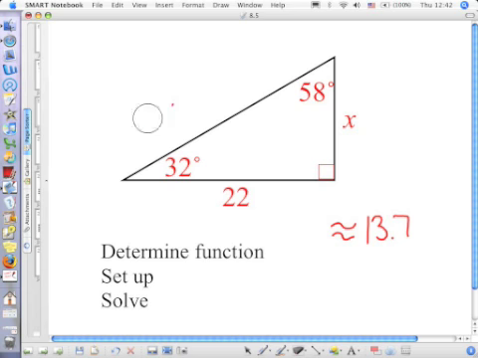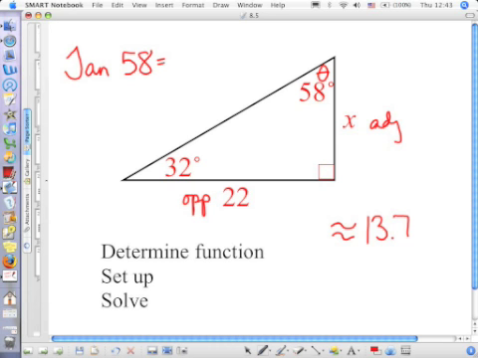What if this was a question on the test, and Meredith chose 32 as her theta, and Hannah chose 58 as her theta? Would it make a difference? No. Let's see why. Because now 22 is opposite and x is adjacent. So the tangent of 58 is equal to the opposite over the adjacent. And what do we do with x and tangent when they're in this situation?